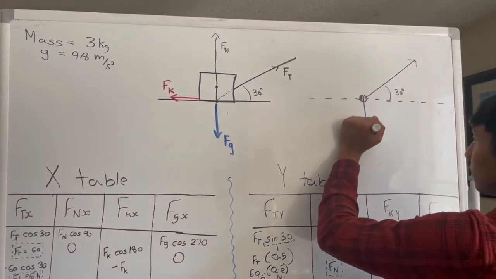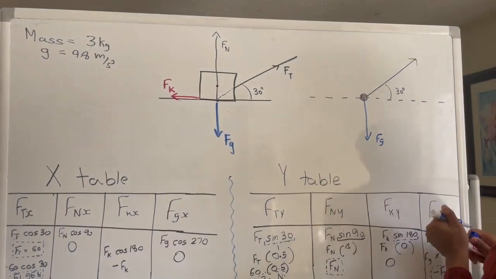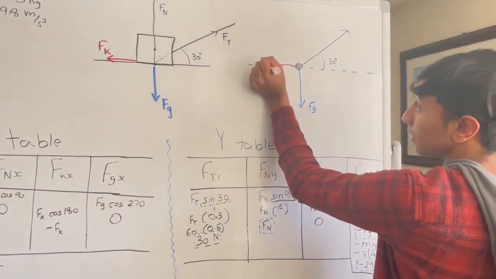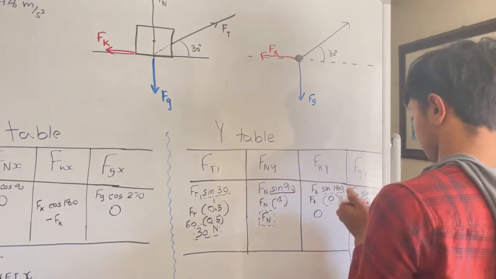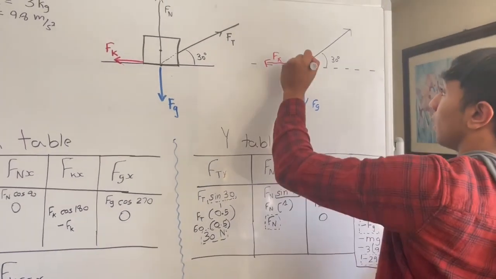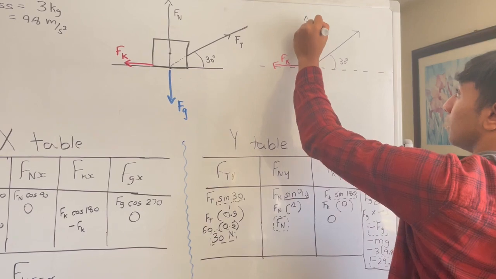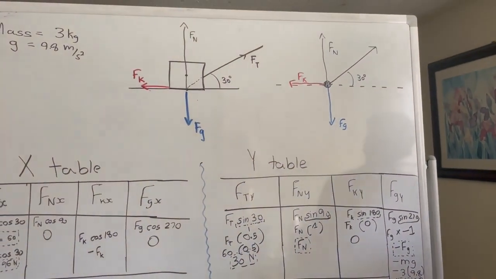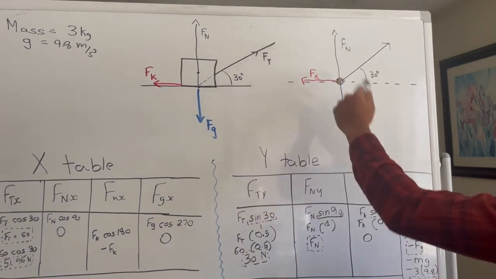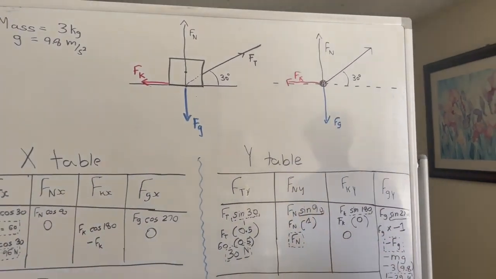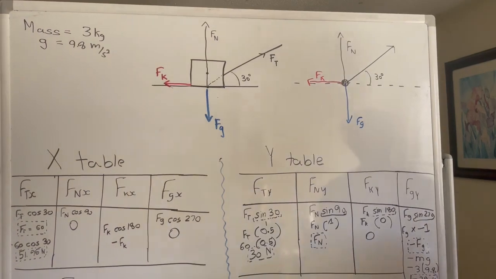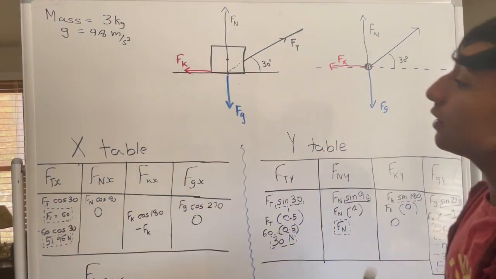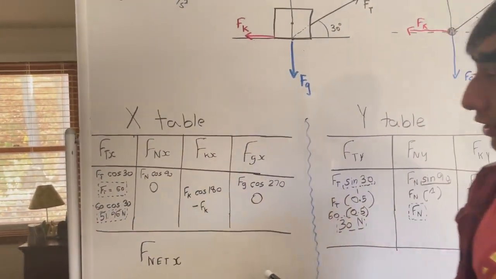Here's Fg. I'm going to use different colors. Here's Fk. And here's Fn. Now, using logic, we can find out that Fn is 90 degrees, Fk is 180 degrees, and Fg is 270 degrees.